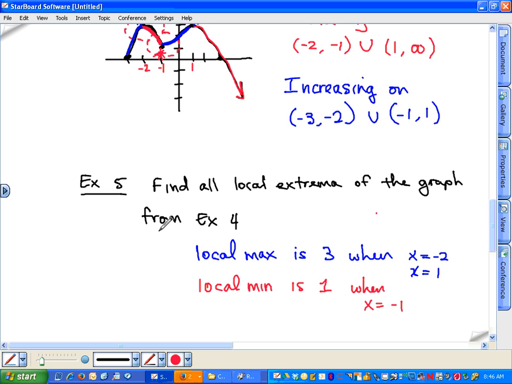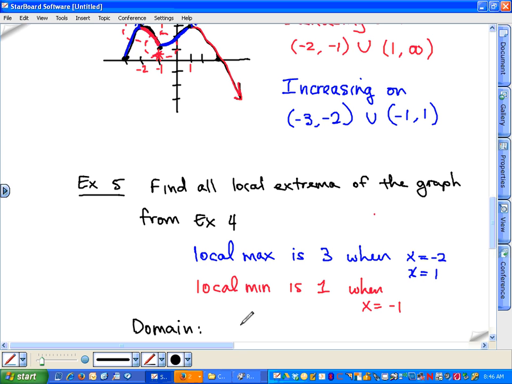I'm going to ask a follow-up question here, part of example 5. What's the domain? The domain, what do you guys think? We said -3 to infinity, including -3? Yeah. Okay.